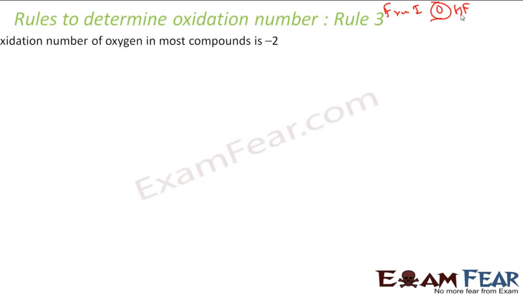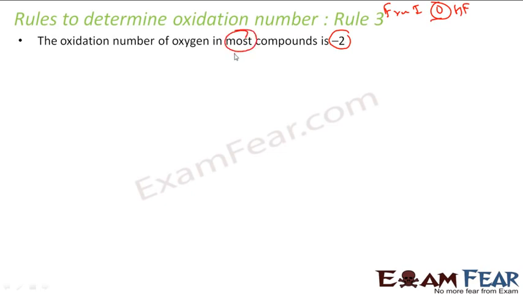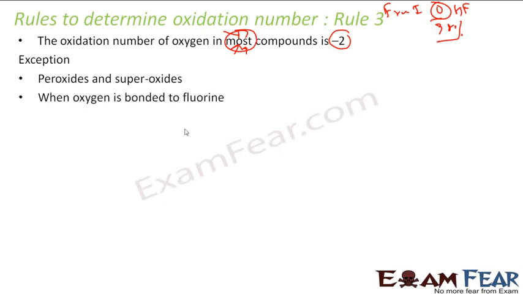O is oxygen. So it says the oxidation number of oxygen in most of the compounds is minus 2. Please note, most, it is not all, maybe 98% of the compounds it is minus 2. But there are some exceptions to it. The exceptions are peroxides and superoxides, and also when oxygen is bonded to fluorine. So let's check the first part. Peroxide, if you see H2O2 for example, or Na2O2, in this case the oxidation state is minus 1.